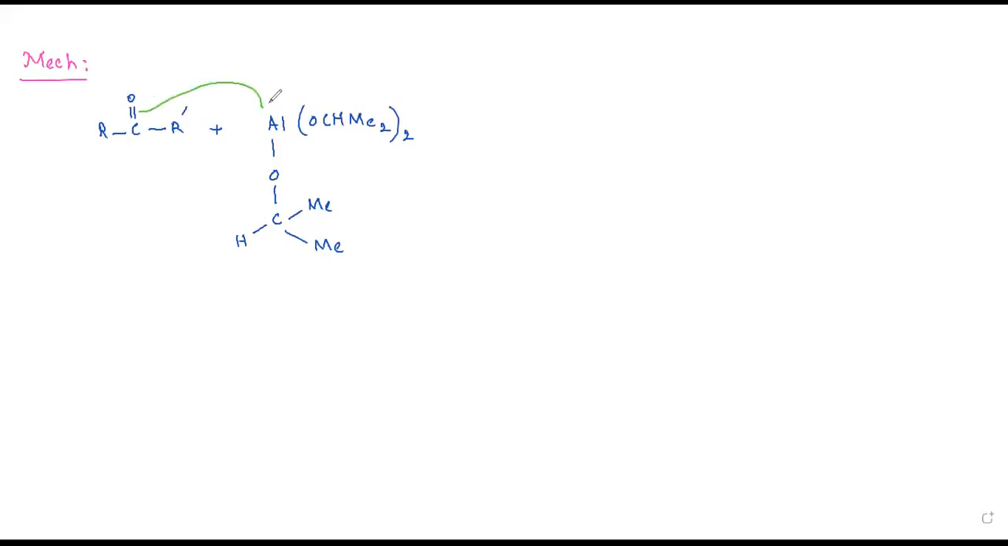Aluminium, being a Lewis acid, is given a pair of electrons, then this and this. Okay, that's interesting. Again, a hydride is attacking the carbonyl carbon. Now, what do we get? R, C, then R dash.